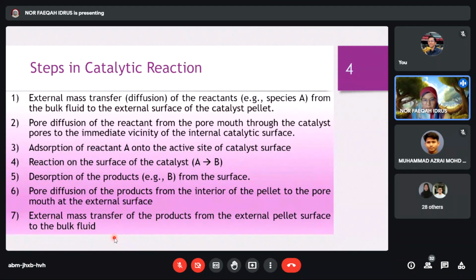Okay, until now, can you still follow or not? Can you follow this topic, steps in catalytic reaction?